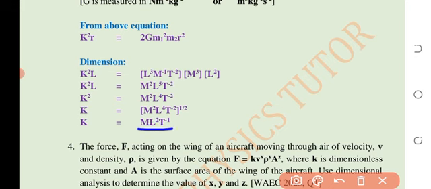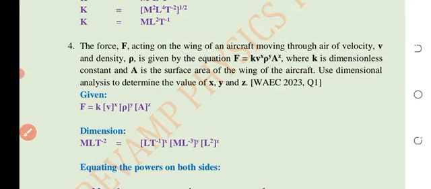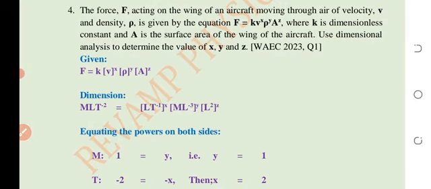Okay, let's move to the last example. Let's check the last example in this video. It's also a WAEC question, a recent WAEC question. This just concluded WAEC 2023, and the question is from question number 1 there.